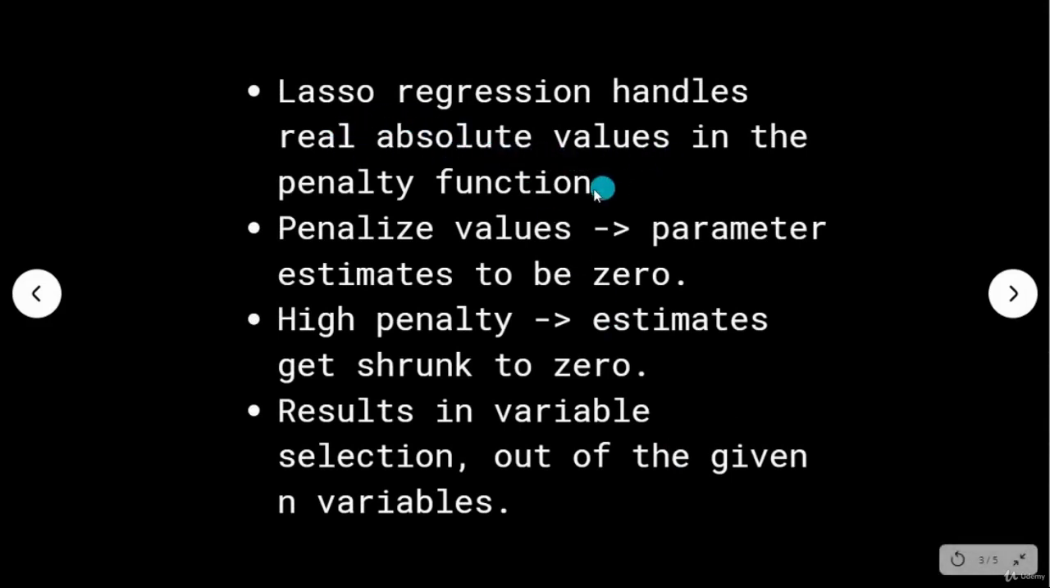Lasso regression handles the real absolute values in the penalty function rather than squares like in ridge. This enables it to penalize values which cause some of the parameter estimates to be exactly zero. If the penalty is high, then the estimates get shrunk to zero. This results in variable selection out of the given n variables.